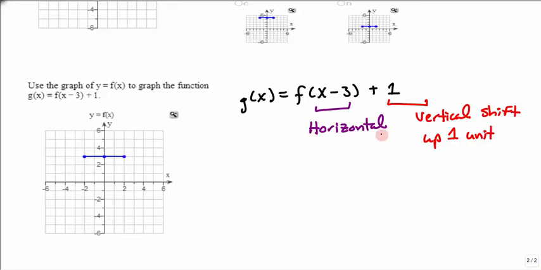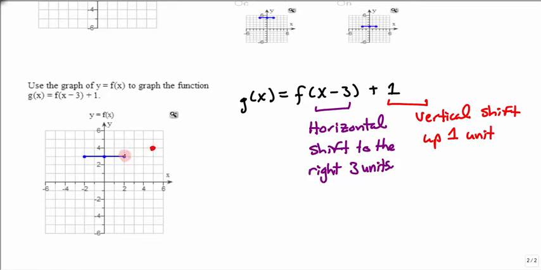This will be a horizontal shift. Now this is a minus 3, so you'd think you'd go to the left, but remember it's the opposite of what you think, so we'd go to the right 3 units. So each point I need to do the same thing to. I need to take this first point over here and shift it to the right 3 units, 1, 2, 3, and then shift up 1 unit.